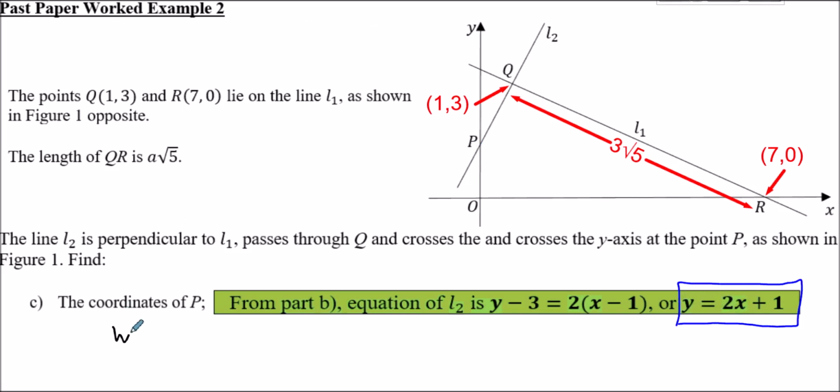And so when x is 0, y is going to be 2 times 0 plus 1. So P must be (0, 1). In other words, P is the point (0, 1).